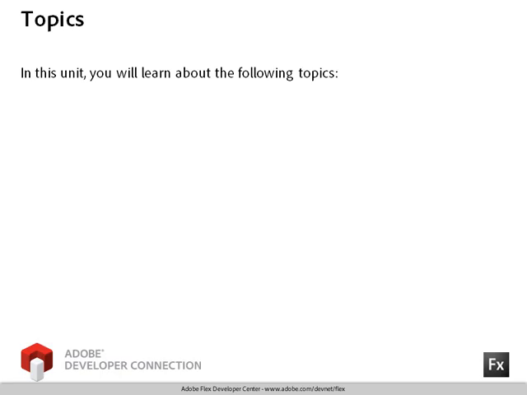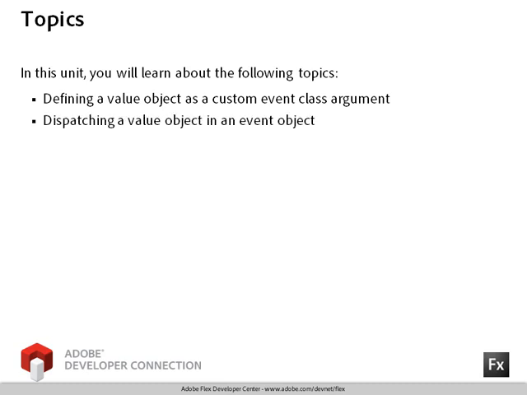At the end of day 2, you learned how to create ActionScript classes and how to create and use value objects. At the beginning of this day of training, you learned how to package your own properties into an event object by extending the event class. In this video, you will bring these two topics together by defining a value object as one of the arguments in an extended event class. You will then instantiate both the value object and the custom event and dispatch the value object in the event object.